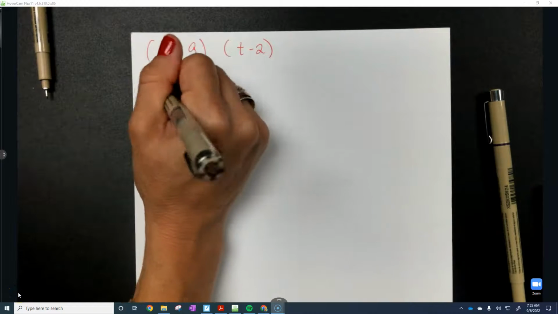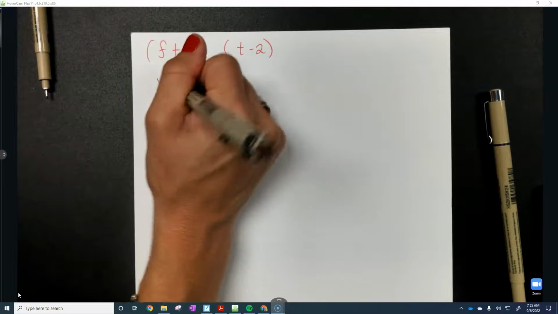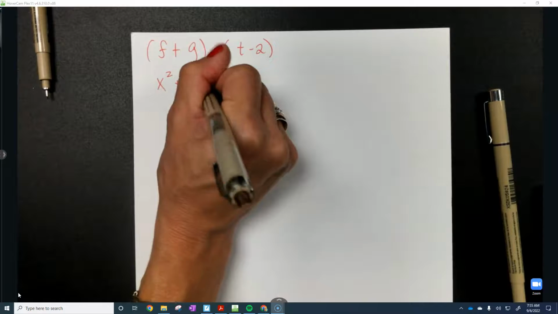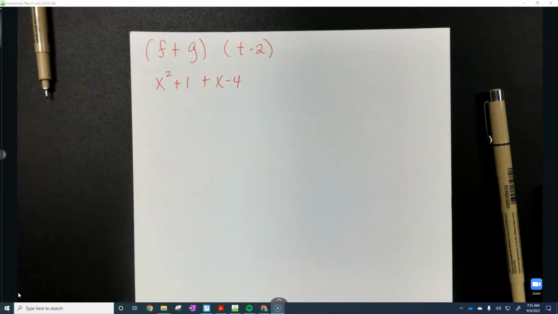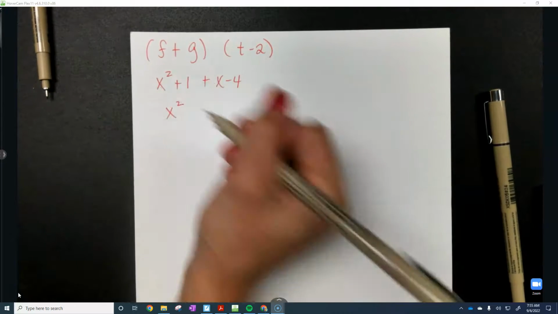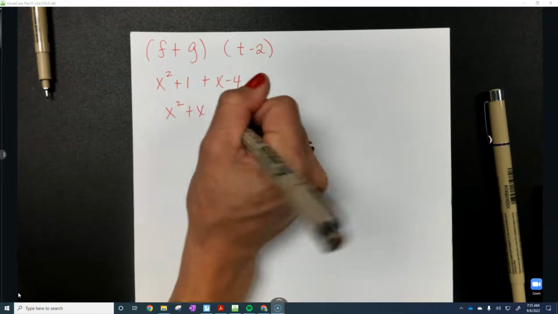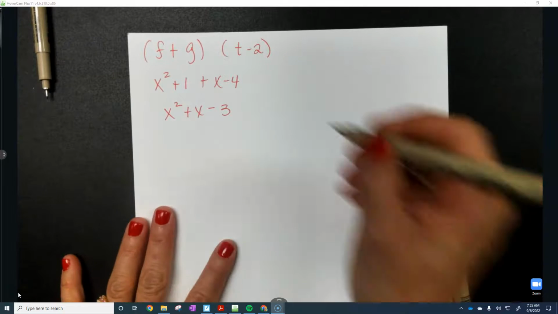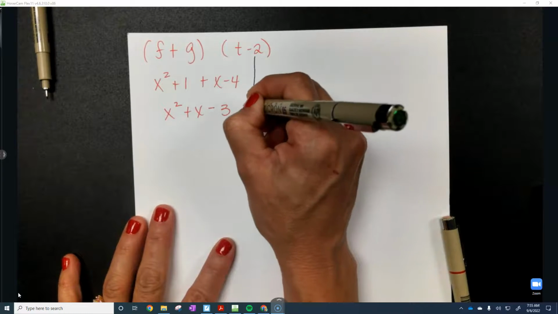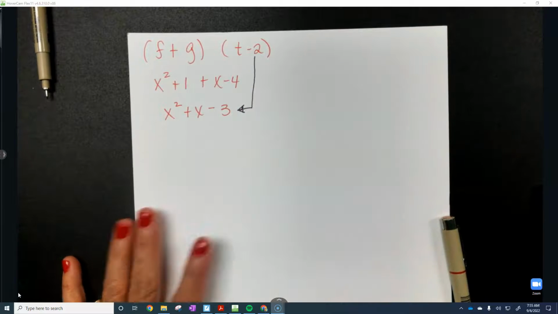Okay. So when we add them up, remember f was just x squared plus 1. And then remember g of x was x minus 4. So just combine your like terms, guys. So we're going to have x squared plus x minus 3. And remember, this time we're plugging in a binomial. So we're going to have to square the binomial. So this is going to get dropped in everywhere we see the letter x.